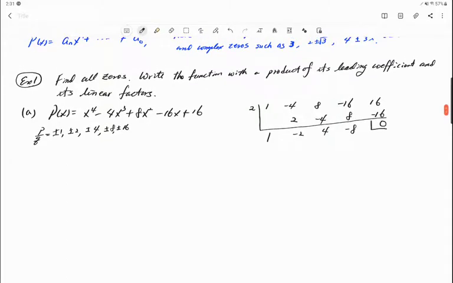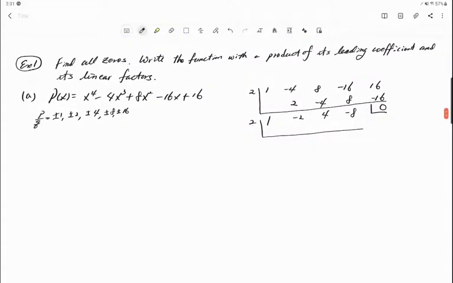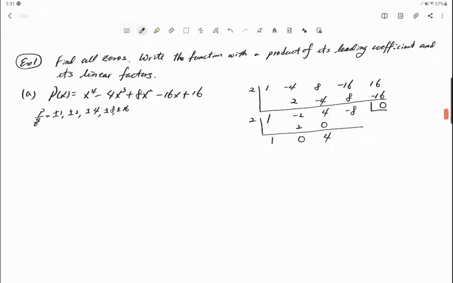Also we may have multiple zeros, where the multiplicity is more than 1, so 2 may appear multiple times. Let's divide this result by 2 again. We never know, so we can try one more time. If the remainder is 0, then 2 is another real zero. Bring 1 down, multiply, add 0, then multiply, 8. Look at this. So 2 is another zero, right?